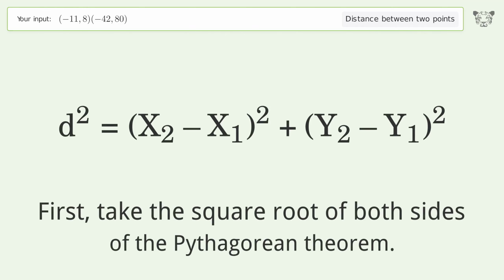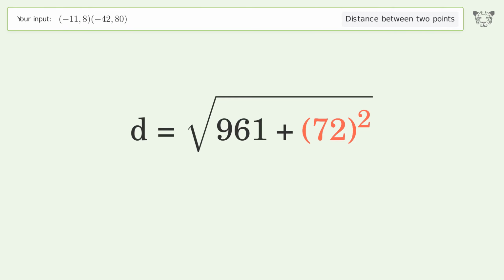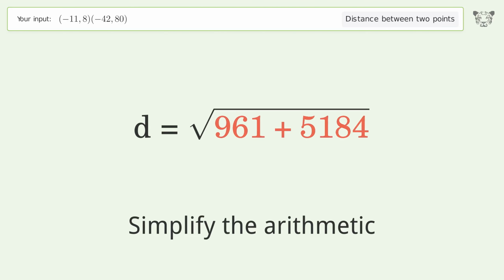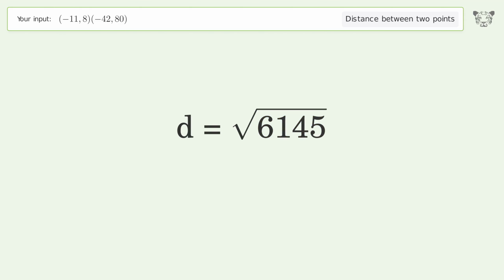Calculate the expression inside the parentheses. Simplify numbers raised to exponents. Simplify the arithmetic. And so the distance between the 2 points is the square root of 6,145, or 78.39.